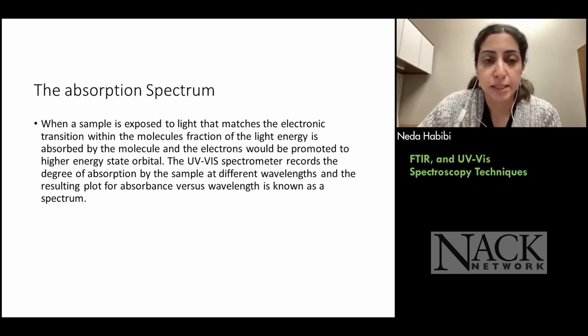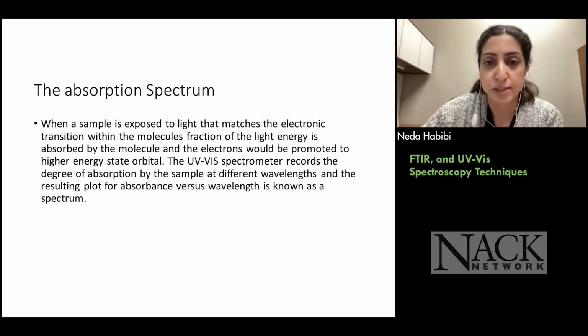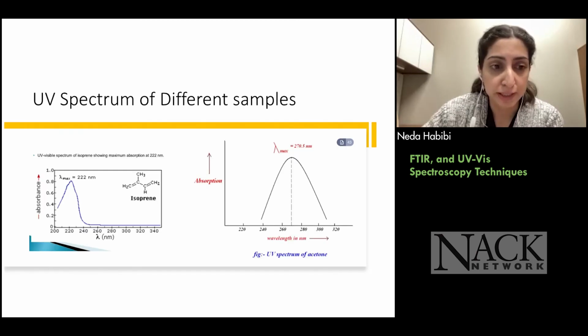So when a sample is exposed to light, when the energy level of electrons matches that specific frequency of UV and visible, they will absorb that light. Electrons will get excited, and they will go to higher levels. And in a UV-visible spectrometer, we record the degree of absorption of the sample at different wavelengths and correlate it to absorption values and to the maximum wavelength of absorption. So the chart that we get is absorbance versus wavelength.